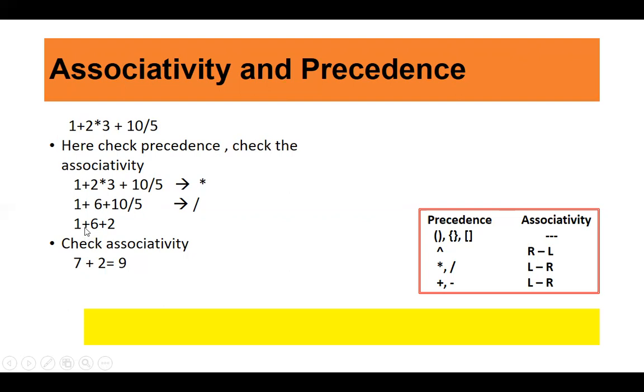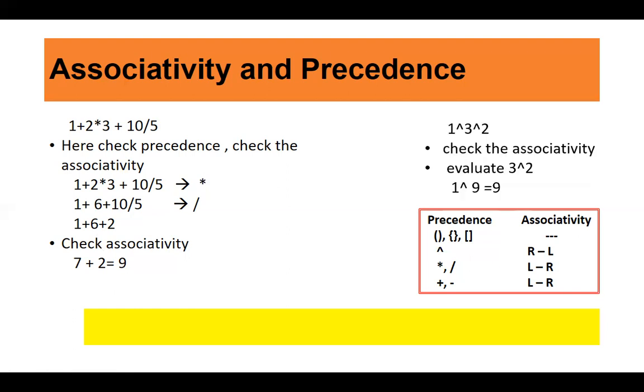Now here again, you have two operators having the same precedence, that is plus. So what to do? Again, check the associativity, which is from left to right. So we carry out 1 plus 6 first, that is 7. Then you add 2 to this and the answer is 9. Is it clear how you use associativity and precedence in solving an infix expression?